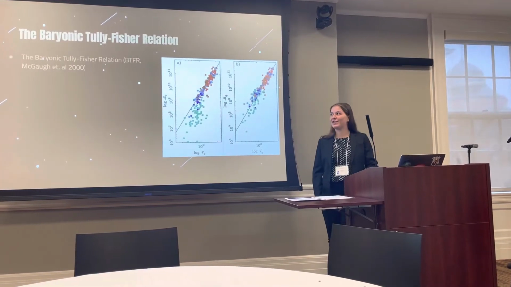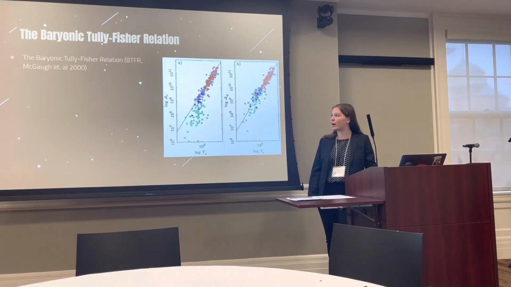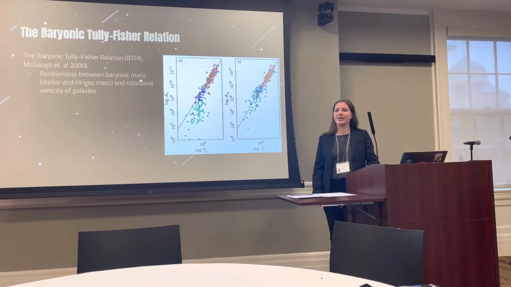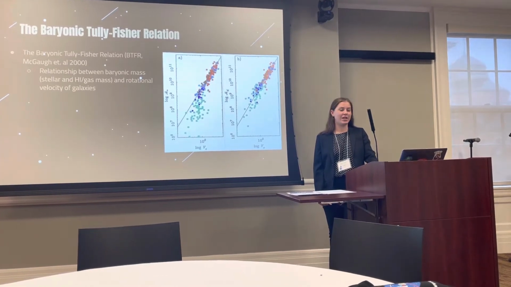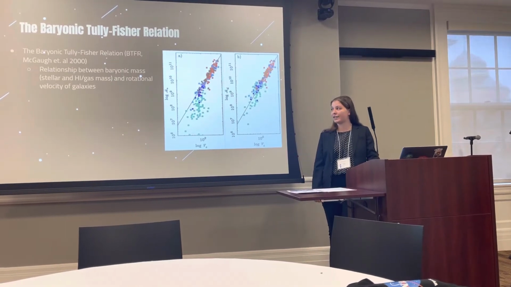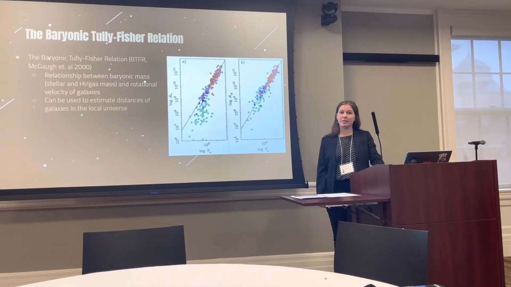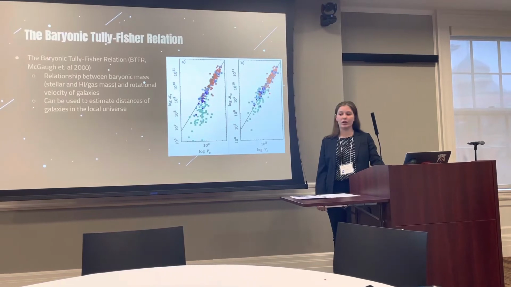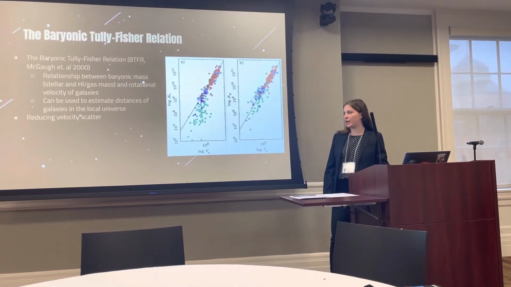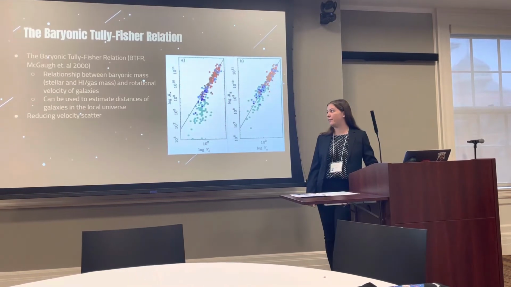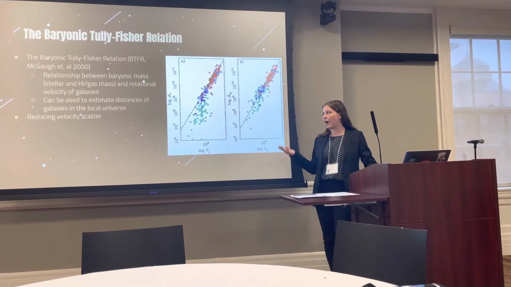So the Baryonic Tully-Fisher relation, or the BTFR for short, is the relationship between the baryonic mass, or the stellar and gas mass combined, as well as the rotational velocity for a collection of galaxies. And this can be used to estimate galaxy distances within the local universe. So my research aims to eliminate or minimize the velocity scatter present on these graphs to the right.